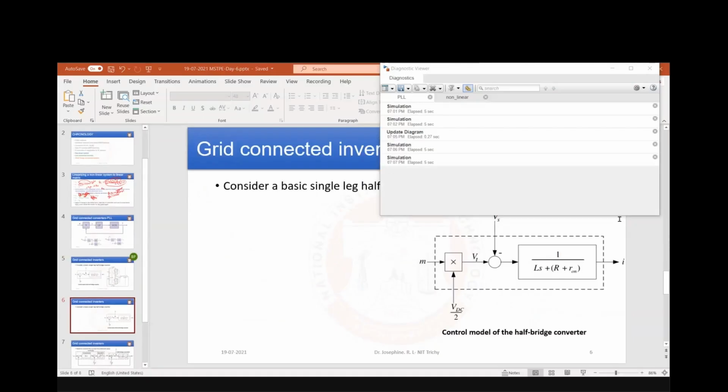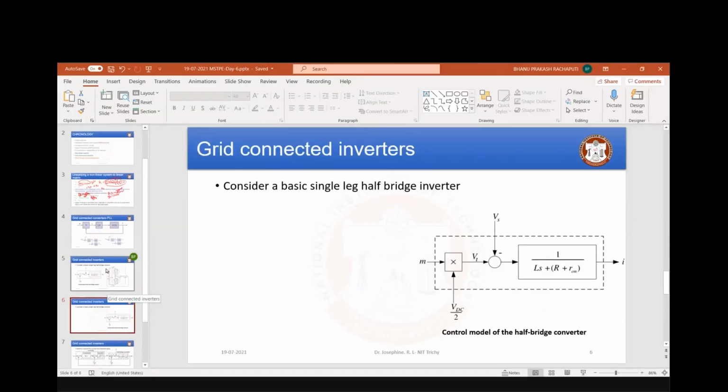What do you mean by control logic? So this one. You are saying how to develop this.